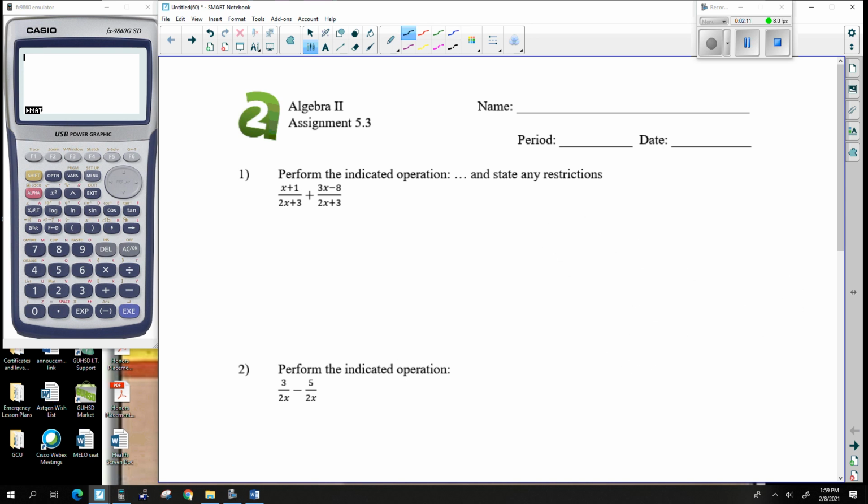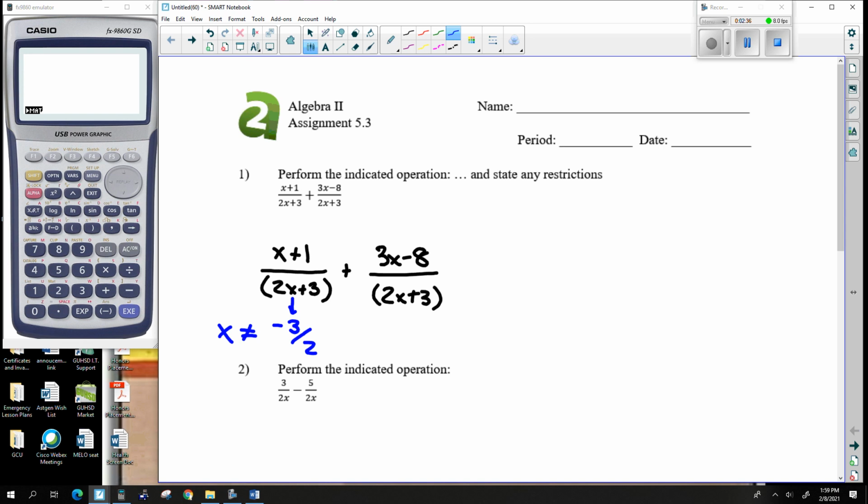Okay, so here we have 2x plus 3, x plus 1, 2x plus 3, 3x minus 8. Okay, notice right now we have a common denominator. So restrictions, opposite number over letter, -3 over 2. X can't be equal to -3 over 2. And notice how it's the same right here. I hope anyways. So there it is.